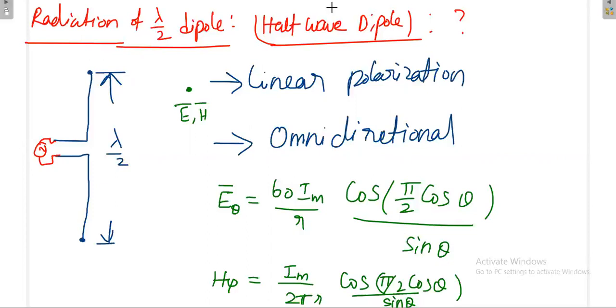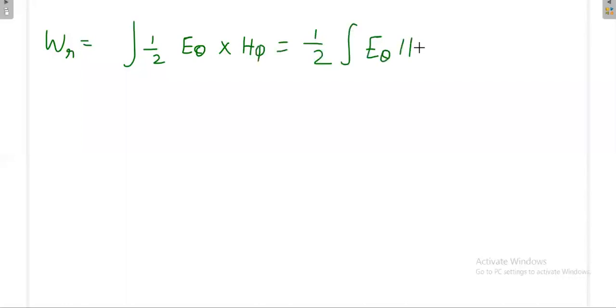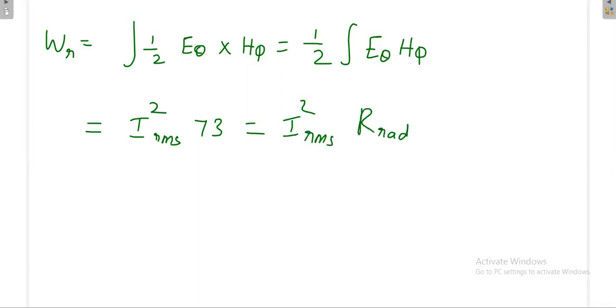Then once you calculate the total radiated power, this again consists of derivations. The total radiated power W r is equal to 1 by 2 integral of E theta H phi, like this you can write. Finally, this is simply equal to I square RMS into 73. As per this formula, I square RMS times R radiated, the radiation resistance here is 73 ohm.